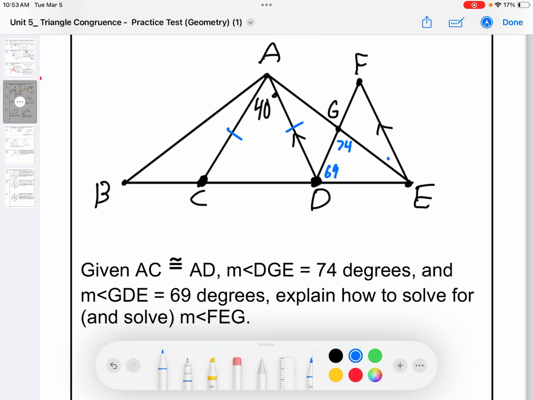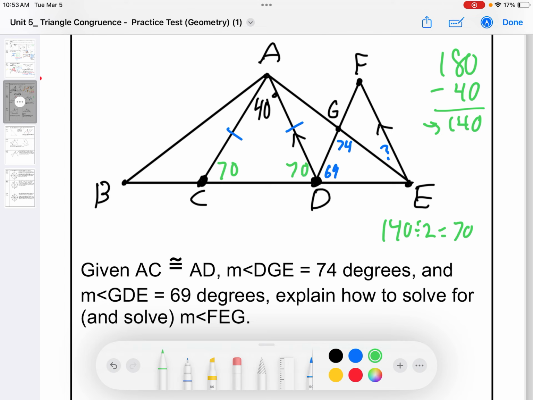so I'll put a question mark here. What can I find immediately? Oh, this triangle is isosceles. So its other two angles have to be equal. These have to be congruent. So it's 180 minus 40, that's 140. That's to divide equally between two of them. So 140 divided by 2, 70. So these are each 70 degrees.